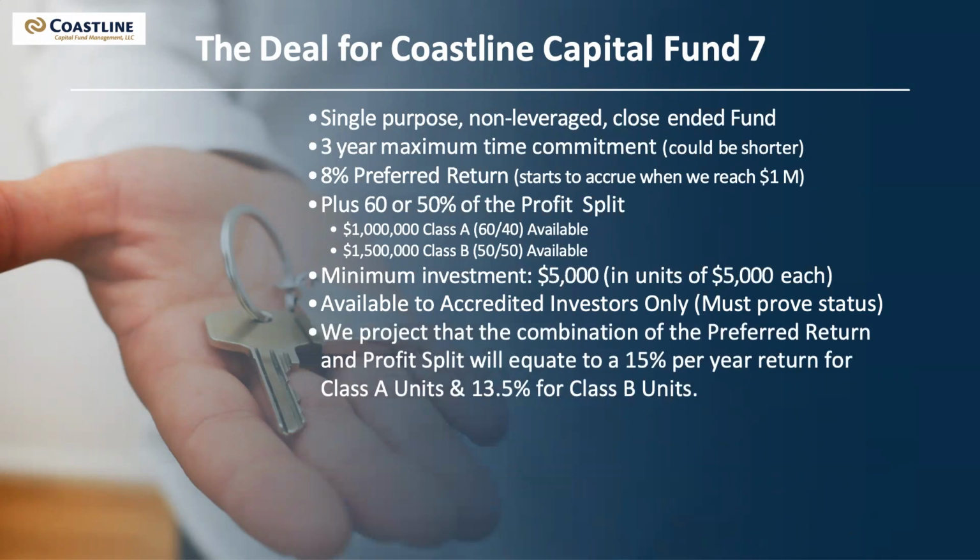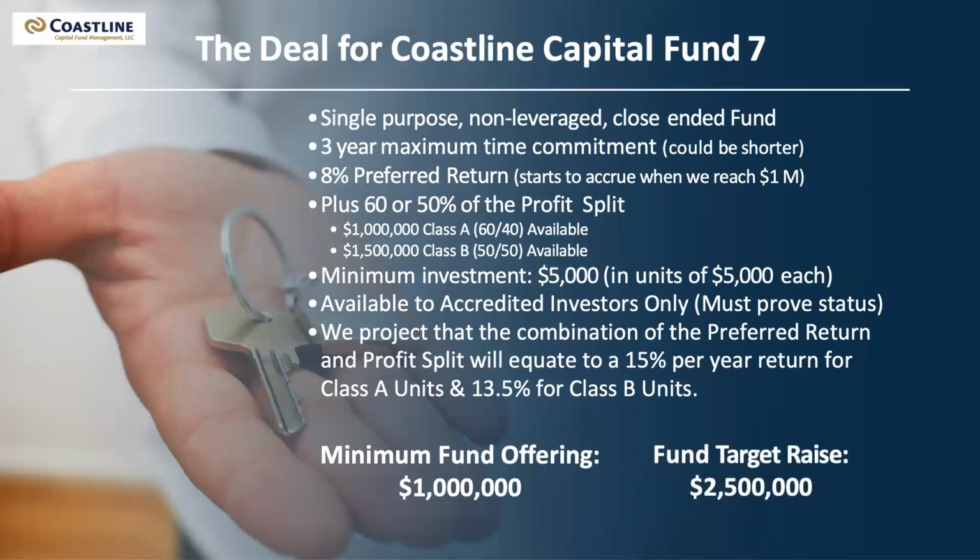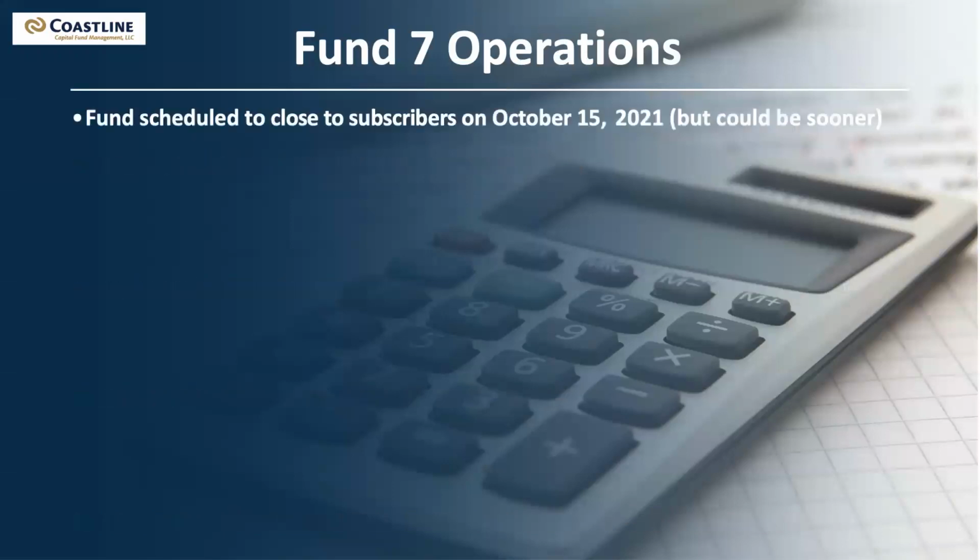We project that the combination of the preferred return and the profit split will equate to a 15% per year return for Class A units and 13.5% for Class B units. The minimum fund size, we're looking at $1 million, and we're looking to raise 2.5 million. The fund is scheduled to close to subscribers on October 15th.